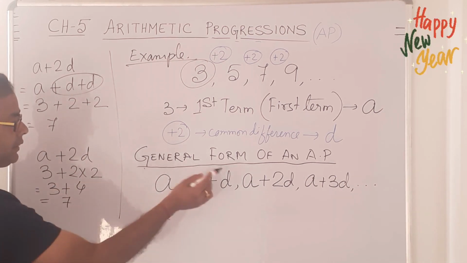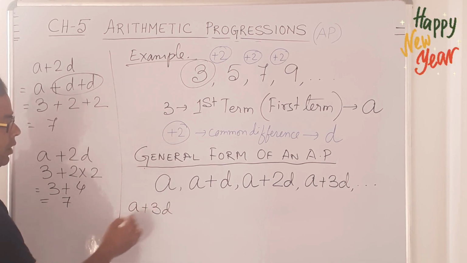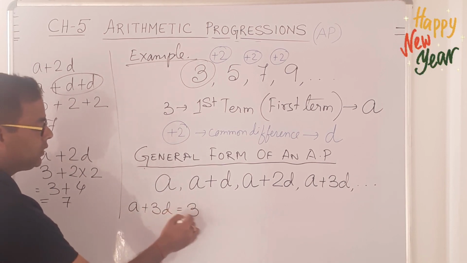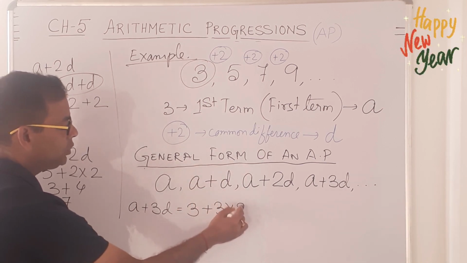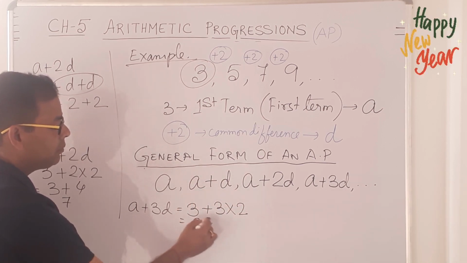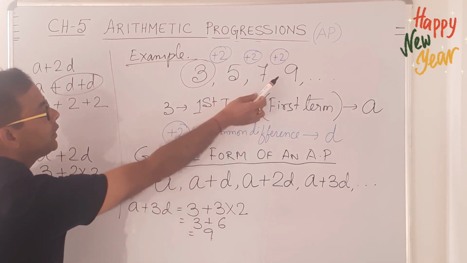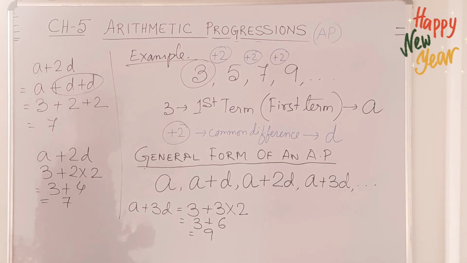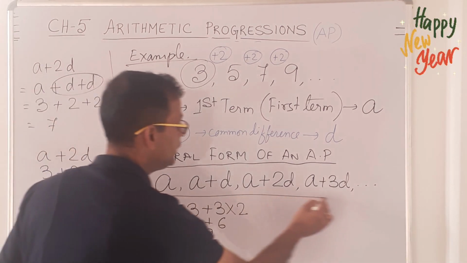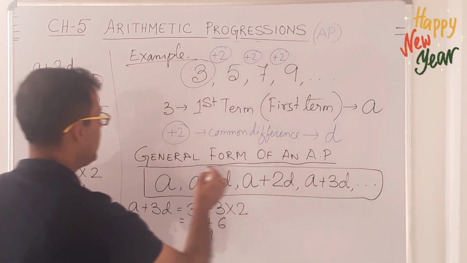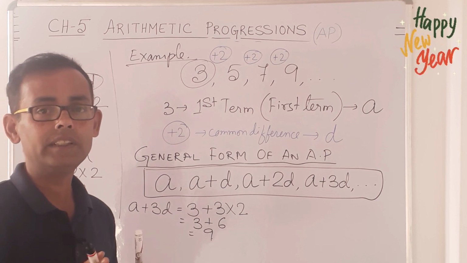Again, if I take the third one, A plus 3D. A is 3 plus 3 into D, which is 2. So 3 plus 6, what you are getting? 9. See, you are getting 9. So this is the general form of an AP. I hope up to this much it is clear.